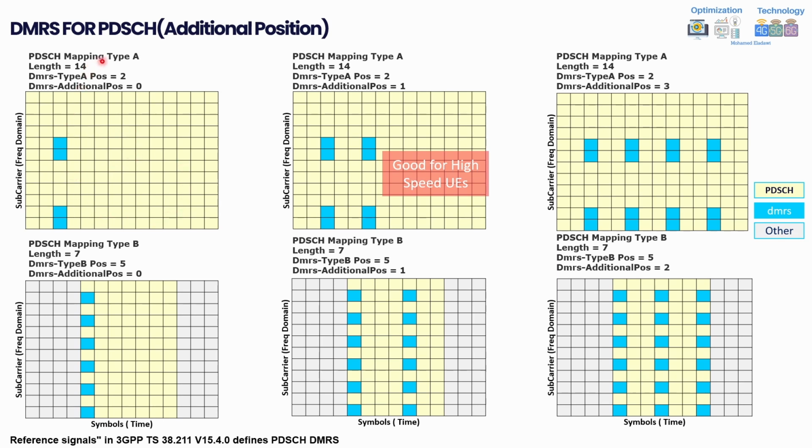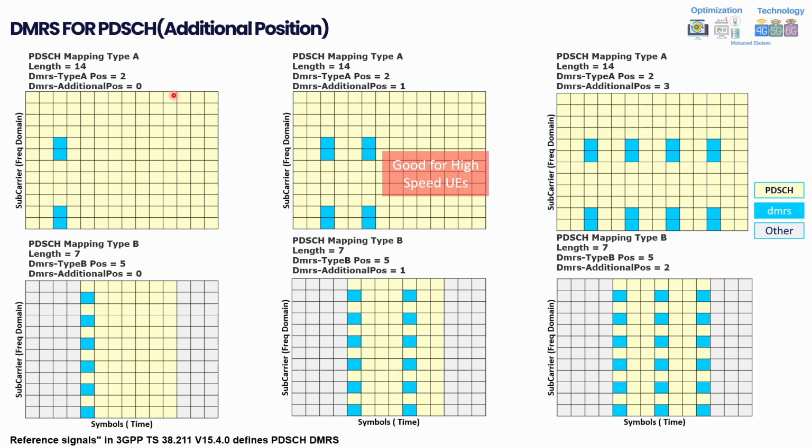For example, here this is the BDCH mapping type A, which we mentioned before. It can start at symbol 2 or 3, and the length of the BDCH is 14, so the BDCH occupies all the symbols within the slot. Here it mentions the DMRS type A position, or starting symbol. It will be symbol 2, for example, for type A. So it means it will start at symbol 2, 0, 1, 2. And at the end here, it mentions additional position is 0. This means we don't have any additional positions. That's why the DMRS only occupies one symbol here.